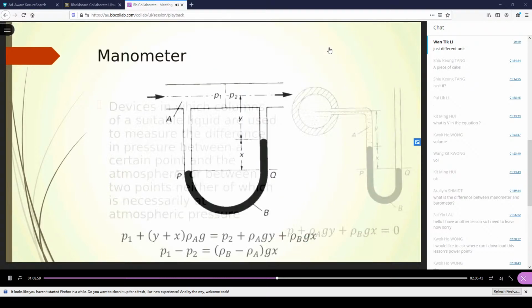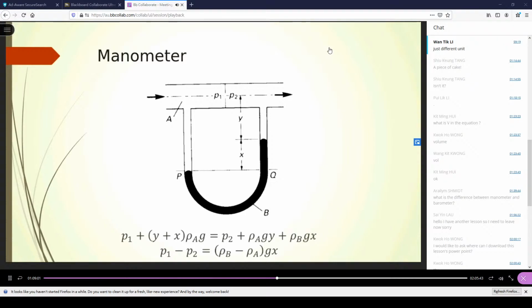Next, another example. We will have more examples later on. A manometer can help you measure the gauge pressure of the fluid in a pipe. The manometer can also help you work out the differential pressure along a pipeline. For example, here we have point 1 and point 2. The pressure at 1 is P1, and the pressure here is P2.